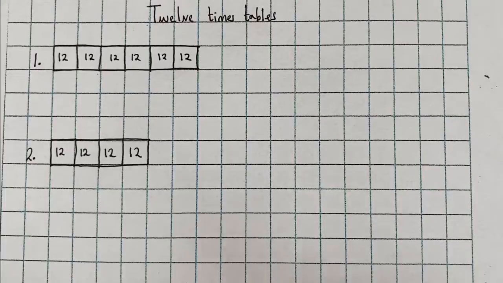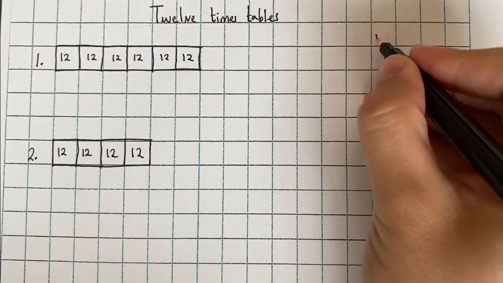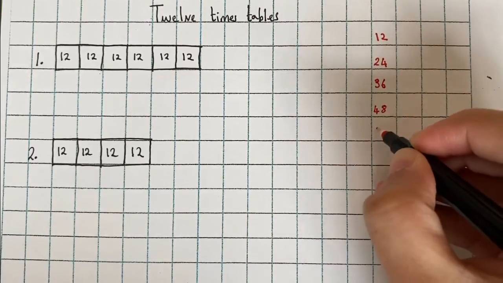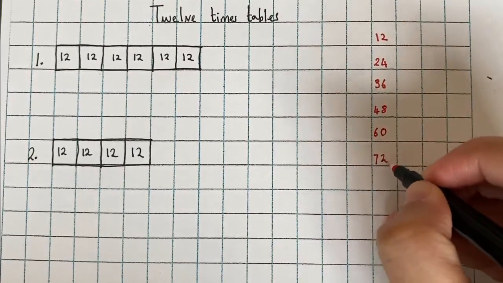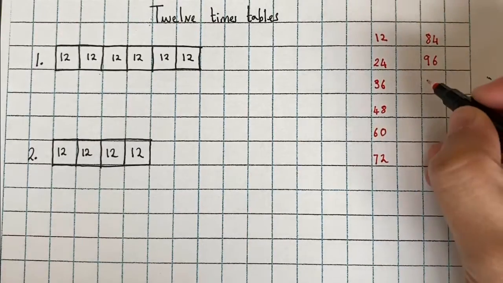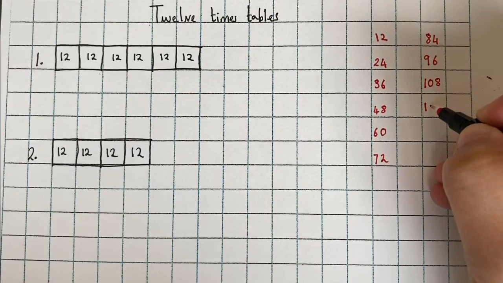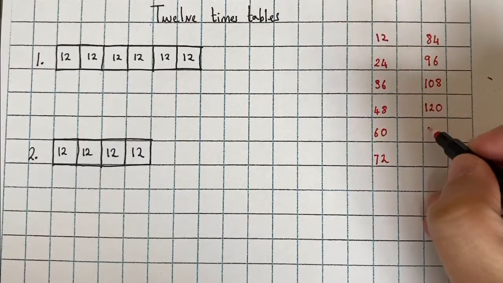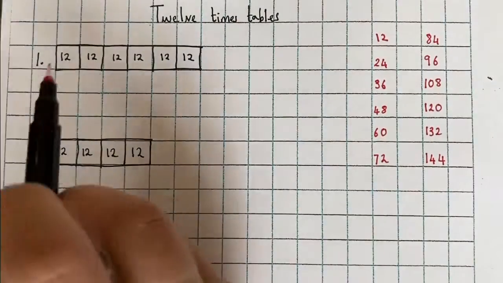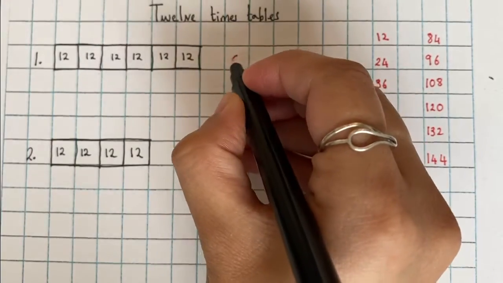This week we're going to learn our 12 times tables. The first thing I'm going to do is write out the multiples for 12. 12, 24, 36, 48, 60, 72, 84, 96, 108, 120, 132, 144. Now you can see here I've got 6 12s, which is the same as 6 times 12.